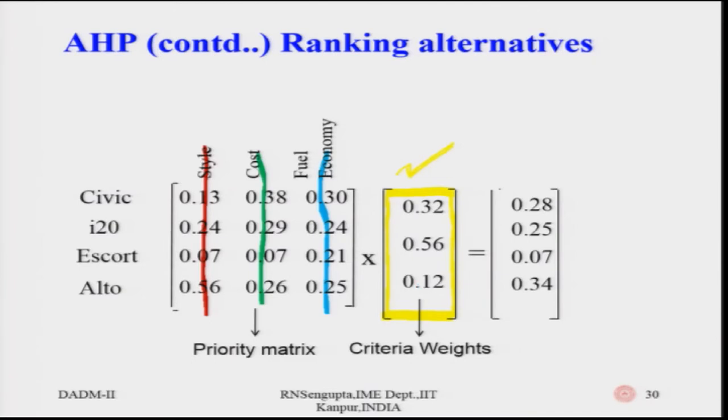If the number of alternatives increases here, the corresponding values can be taken care of. If this increases but the style and cost remain 3, this will also remain 3. If the criteria increase, the length of this vector will also increase. And you can find out the total weights, which I will now highlight using red color: 0.28, 0.25, 0.07, 0.34. That means you are multiplying the first row with the column, which gives 0.28, the second row with the column will give you 0.25, the third row with the column will give you 0.07, and the fourth row multiplied by the column will give you 0.34.